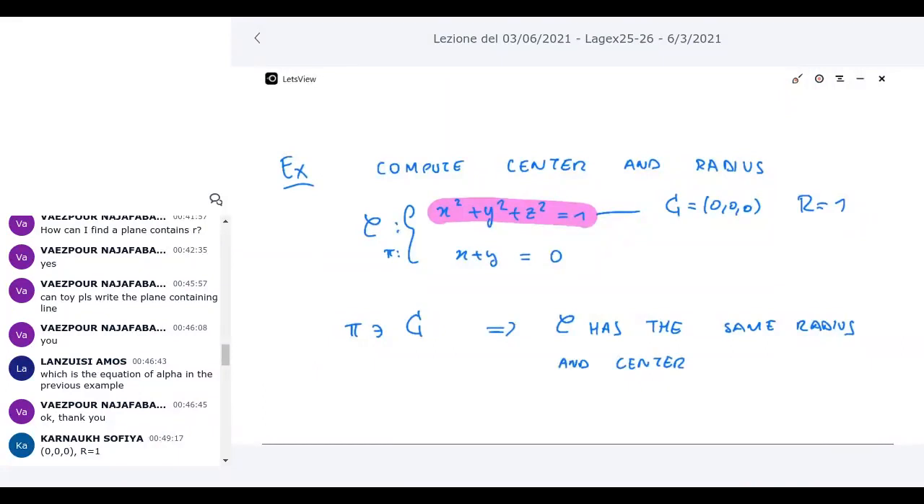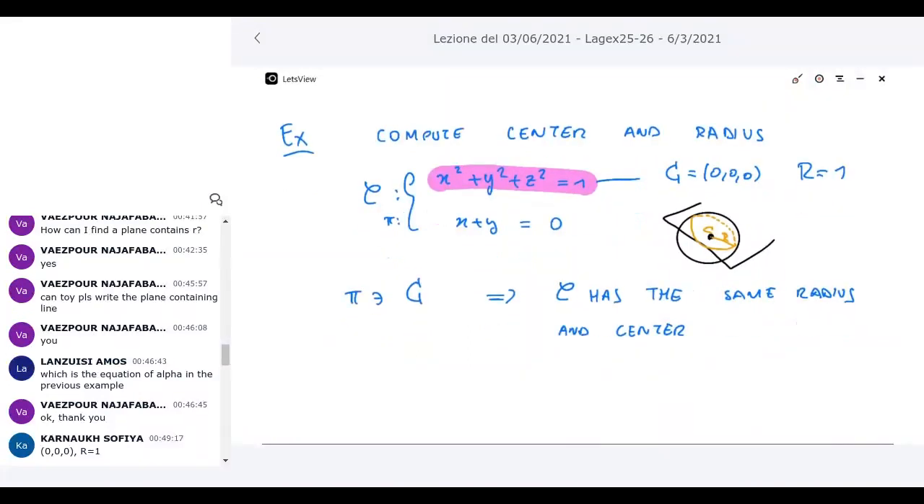So if we want to make a rough sketch, if you have your orange and you cut it with a plane going through the center of the orange, then it will have the same radius and the same center as the orange itself. It's like on the surface of Earth, if you look for meridians. So it will be the same radius and the same center. That's very easy and good to remember.